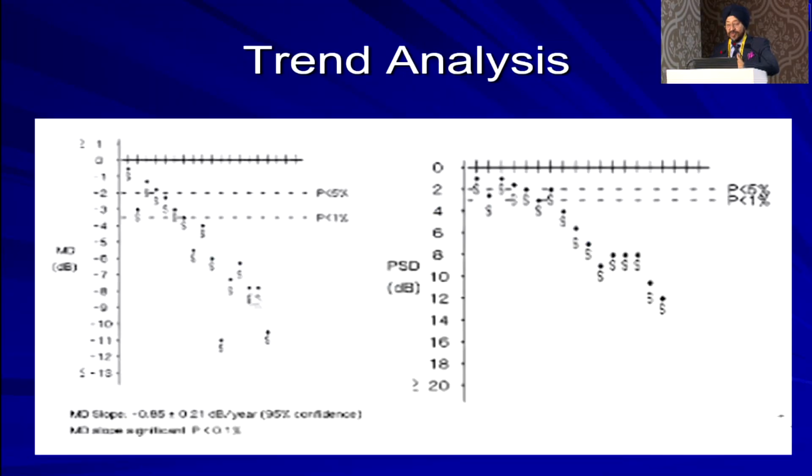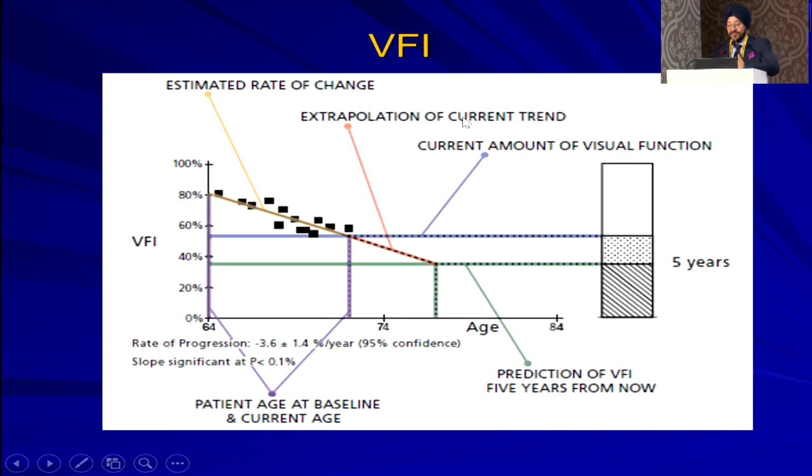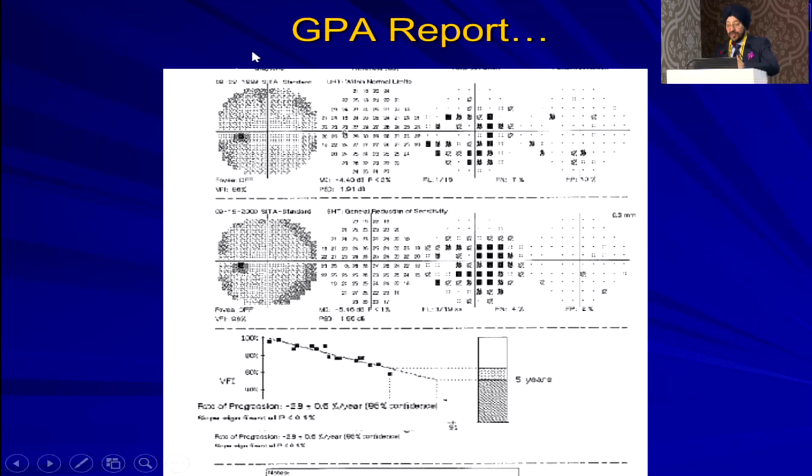And similarly, this is a trend analysis. If you look at this visual field index, here 100% is normal. So a number of tests are required. You do a number of tests, then it gives you the trend. And of course, you can see what is going to happen in the next 5 years from the trend analysis. So the patient is going to reach somewhere here in 5 years. And this is what it looks like, the GPA report, glaucoma progression analysis report.